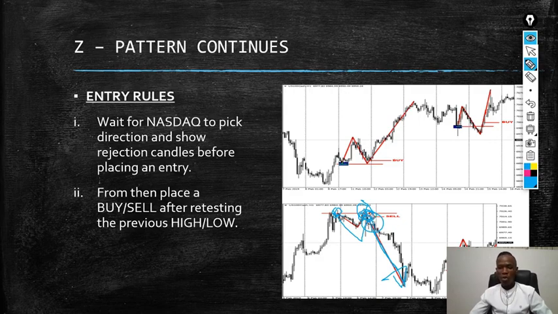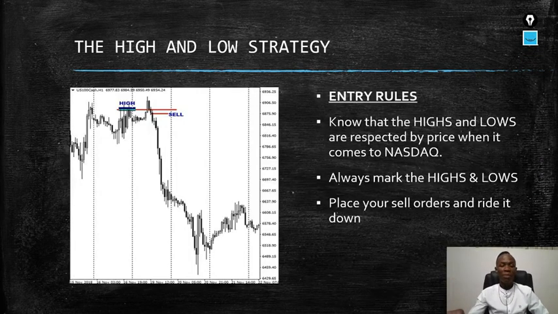A reversal to the downside. This strategy is basically the high and low strategy. Let's look at the example closely. So the entry rules when it comes to this strategy: know that the highs and lows are respected by price when it comes to NASDAQ. That is the crucial thing you need to remember, guys.